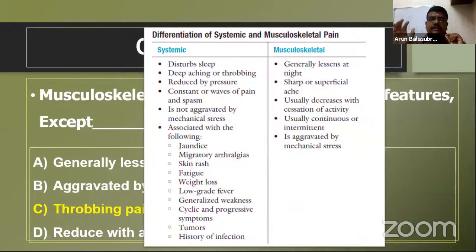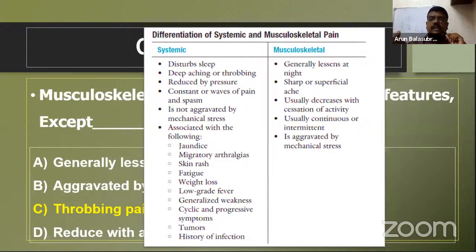So we can see a differentiation between systemic and musculoskeletal pain. Systemic involvement disturbs sleep. It's a deep and throbbing pain reduced by pressure. When a patient comes with back pain and also has pain in the abdomen, when you press the abdomen the pain is reduced. So it indicates it is not musculoskeletal, it is a systemic involvement. Constant or wave-like pain is not aggravated by mechanical stresses and is associated with conditions like jaundice, fatigue, weight loss, tumors, and so on.